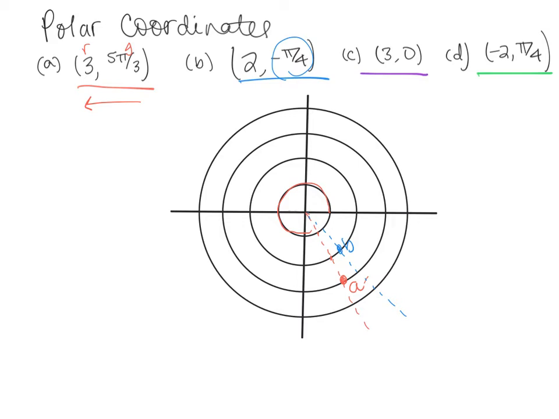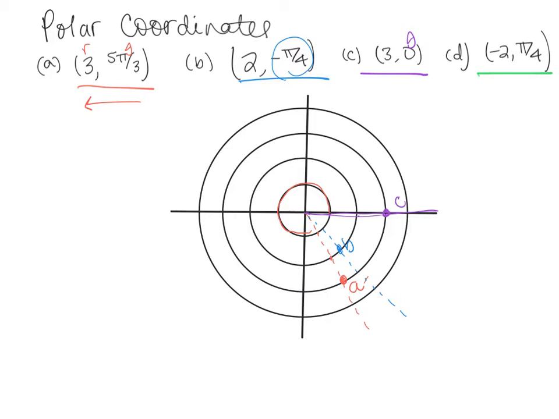So next one's 3, 0. This looks like a normal coordinate. So in this case, again, theta is the second part, so it's an angle of 0. I think that's on that x-axis line, and then you're just going out 1, 2, 3. So there's that third point.